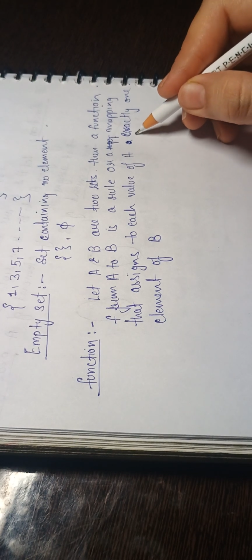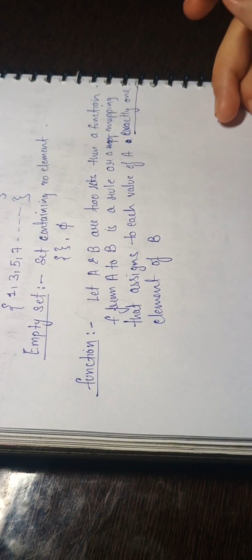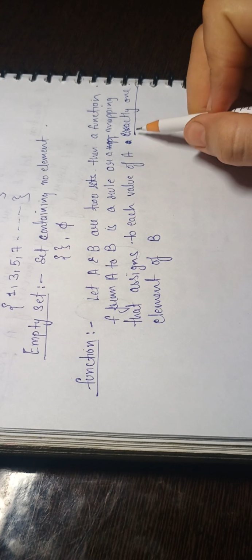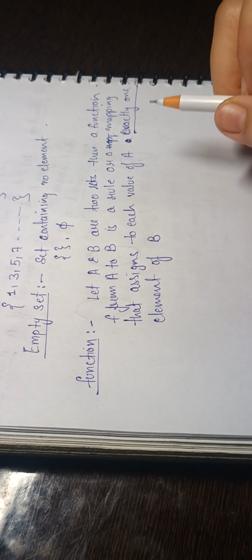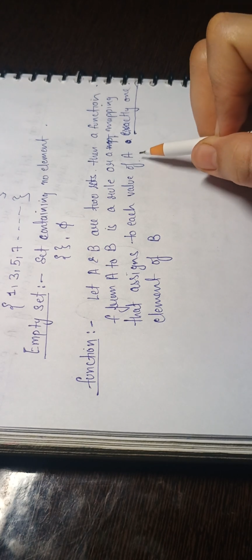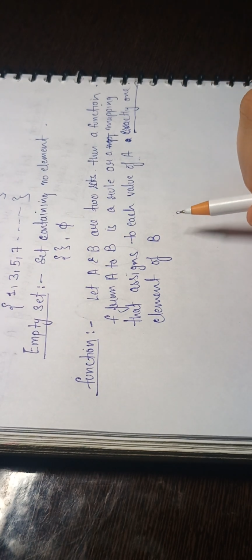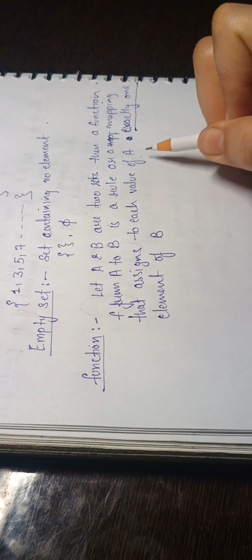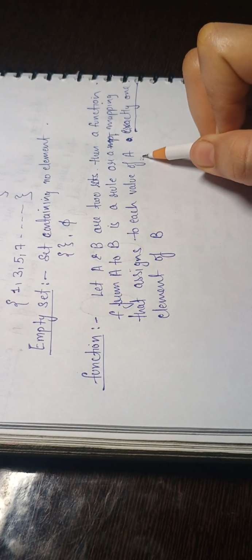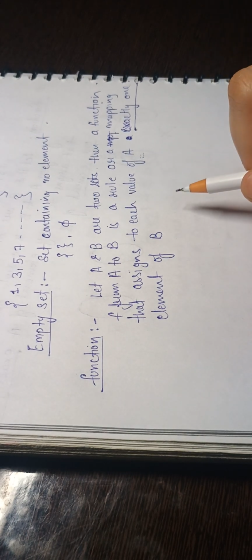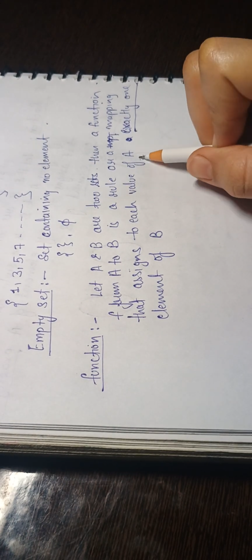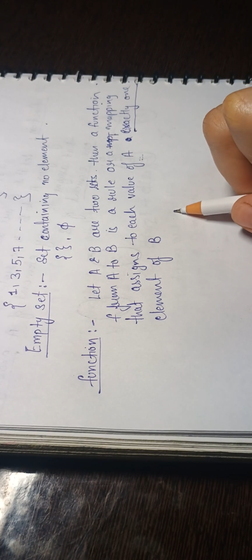When I say exactly one, what does it mean? It means that corresponding to every element of A, there is at least one element in B, and corresponding to each element of A, there is at most one element in B. At least and at most. Two conditions are there. Let us see it with examples.